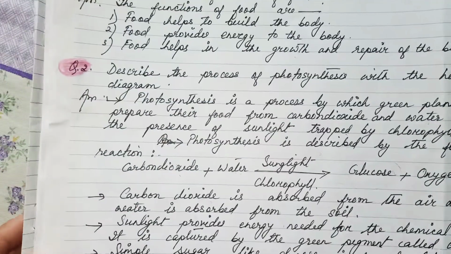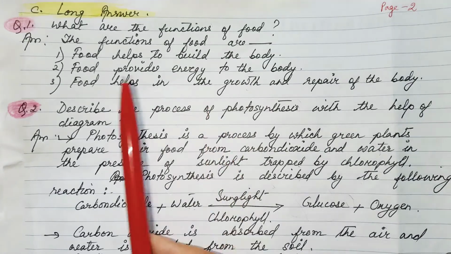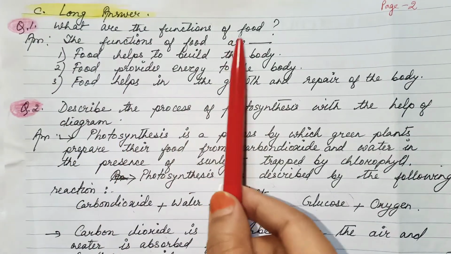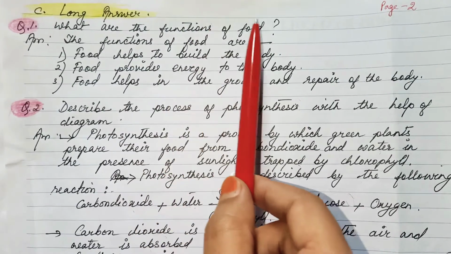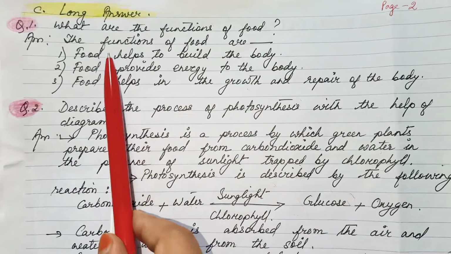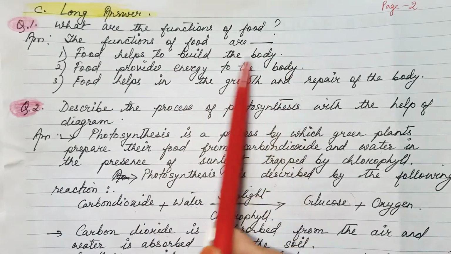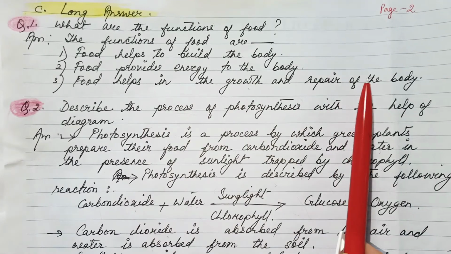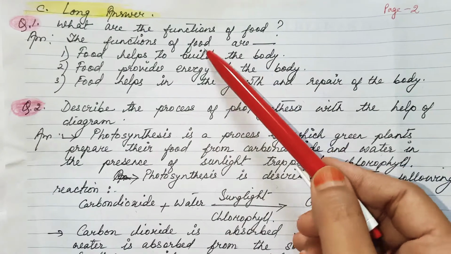Then in the C section, that is the long answer type questions. So question number 1 is, what are the functions of food? Here the question is asking about the functions of food. So the answer is, food helps to build the body, food provides energy to the body, and food helps in the growth and repair of the body. So these are the three main functions of food.